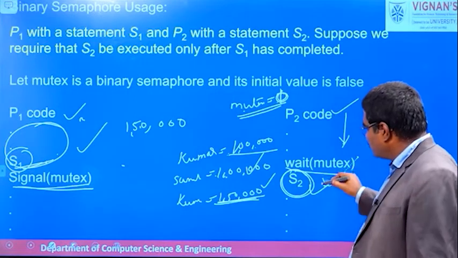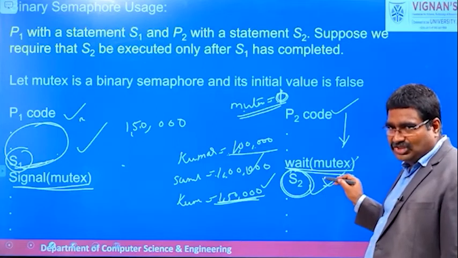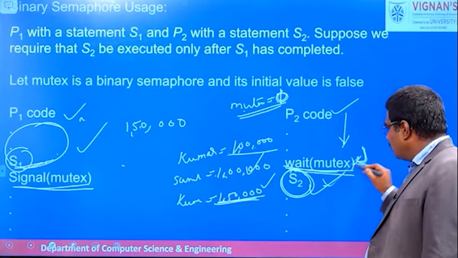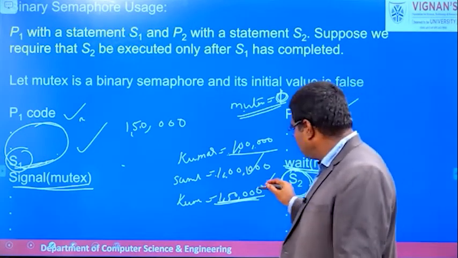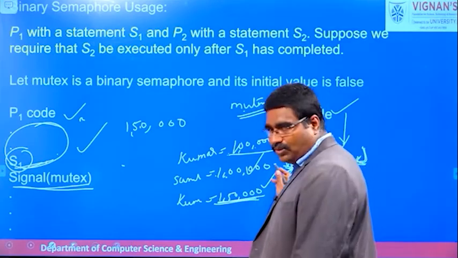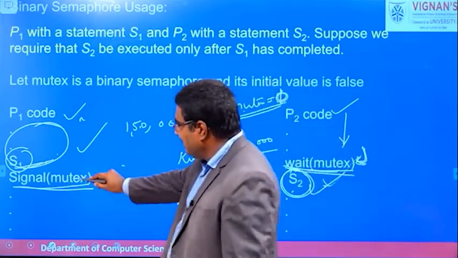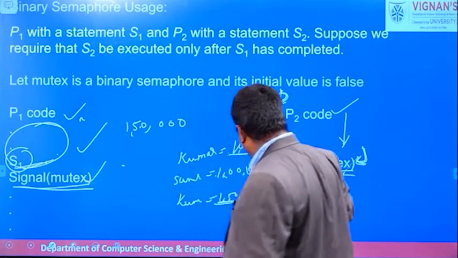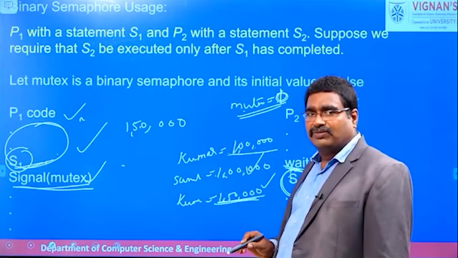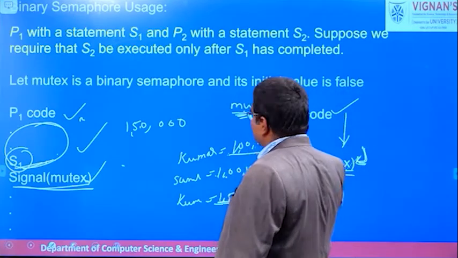And whenever the P2 process, Kumar, wants to transfer the amount, first it verifies the wait mutex. Initially mutex is 0, so before crediting, if we try to execute, it stays in the wait loop only. This process is not allowed to transfer the amount from the Kumar account to the merchant account. Once the amount is credited, then only signal mutex is called, and then this process is allowed to transfer the amount from Kumar account to the merchant account. In this way, to achieve the synchronization purpose, we are using the binary semaphore mutex.